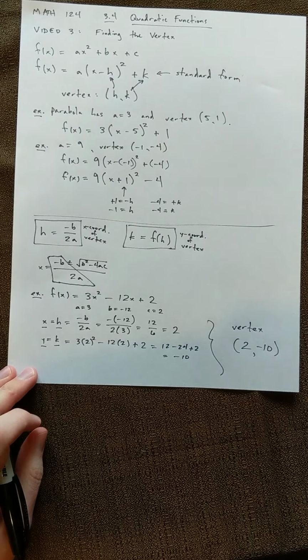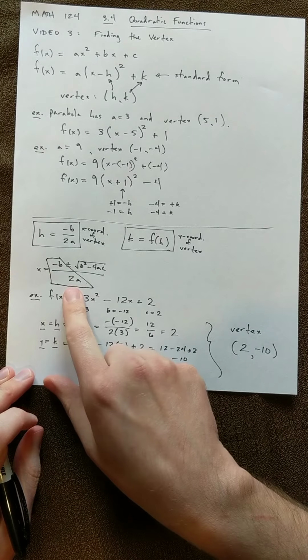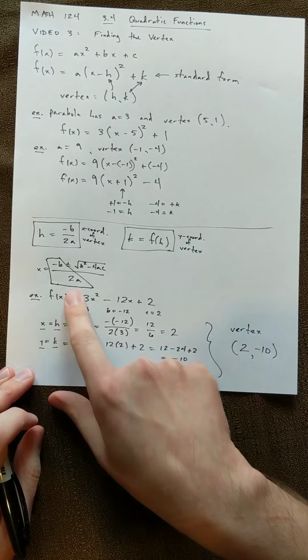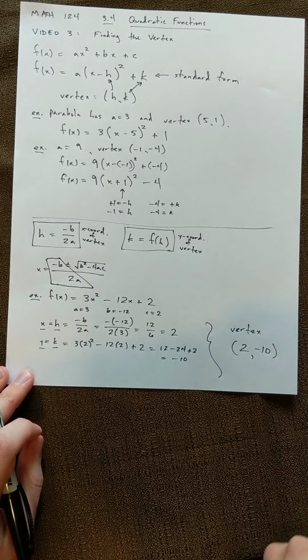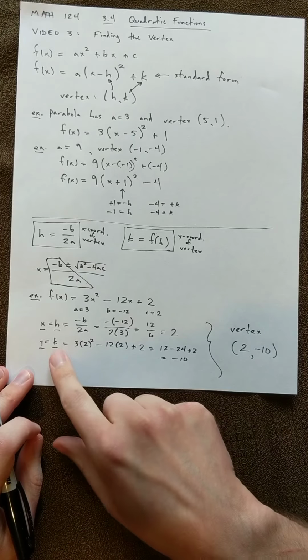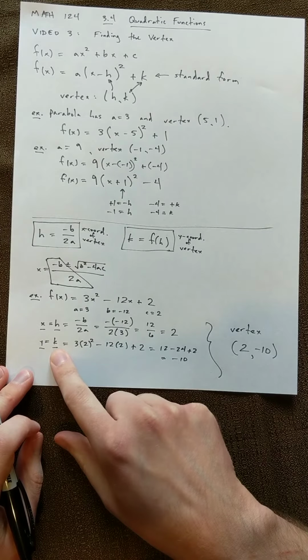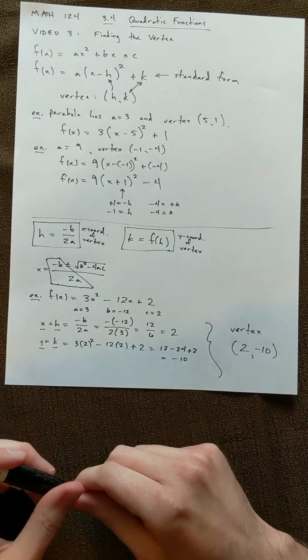Okay, so that's how we're going to find a vertex, is this minus b over 2a, which we've kind of seen before. That's our h, and then plug the h in to find the corresponding k. So I'm saying y is k, or it's f of h. So we're just sticking the x in to find the corresponding y.